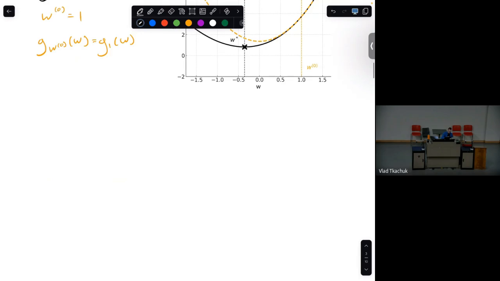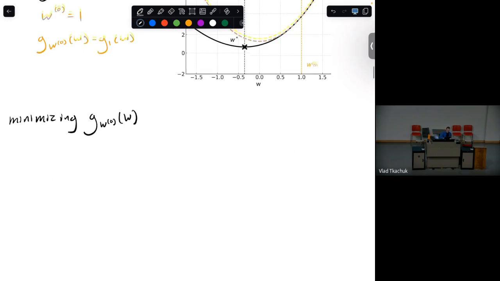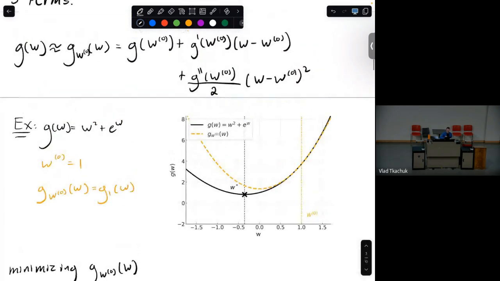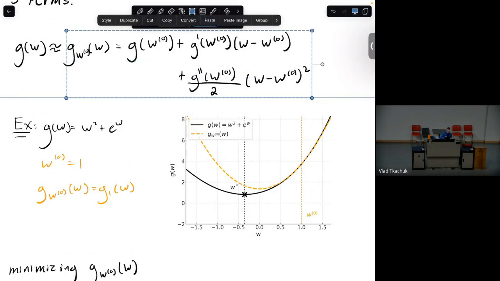So let's talk about exactly solving for this. So now, minimizing this function, which is our approximation function, right? Let's minimize the approximation. Let's find that point at the bottom of that orange plot. That's easy to do. So we need the derivative of this guy. So maybe I bring him down here.